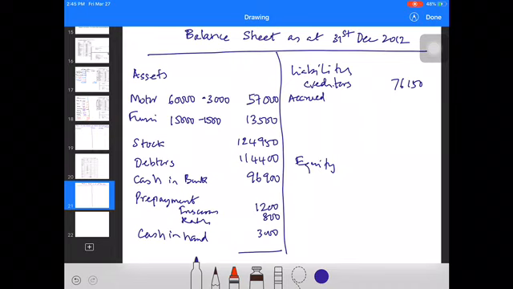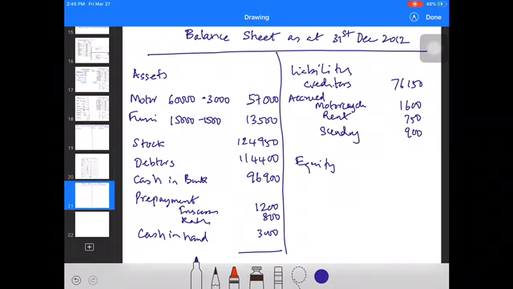In this case, we have accrued expenses of motorcycle. That is 1,600. And rent accrued expenses 750, and sundry accrued expenses 900. So all those things are our obligations, we have to pay them, so those are liabilities.